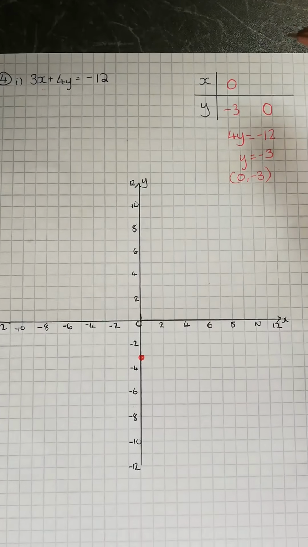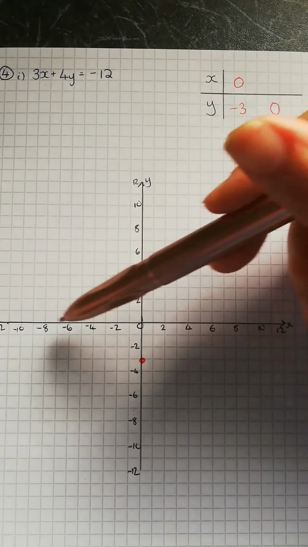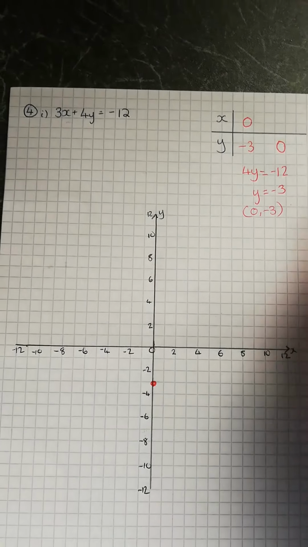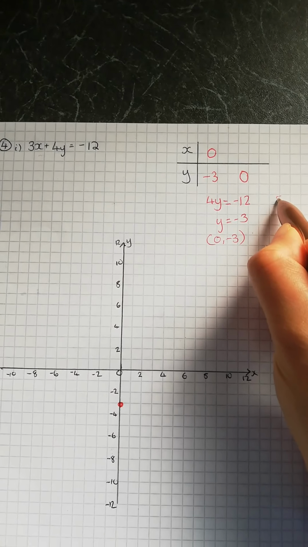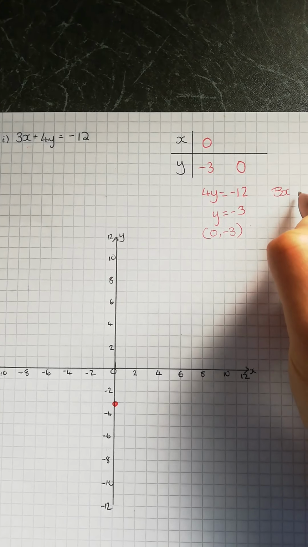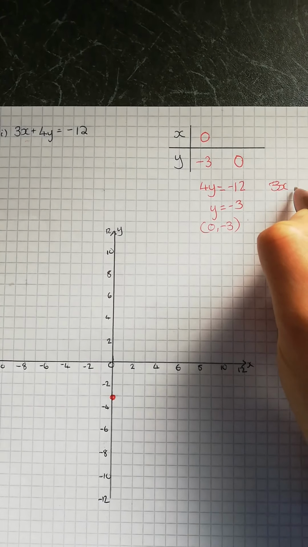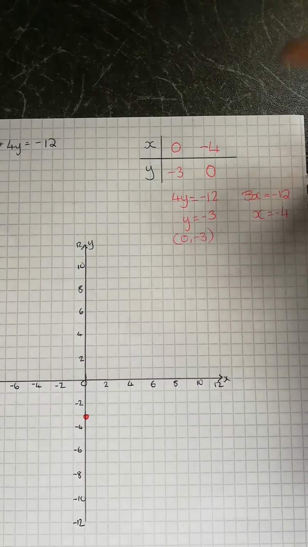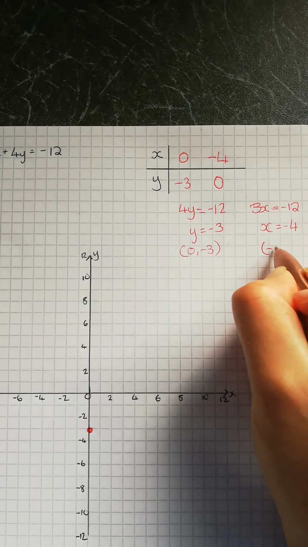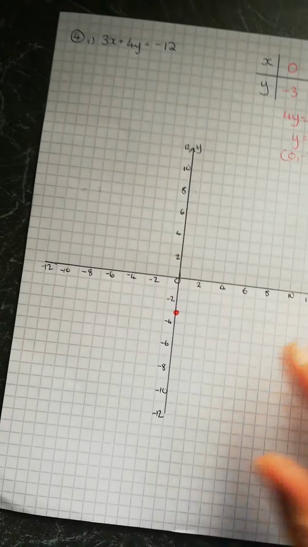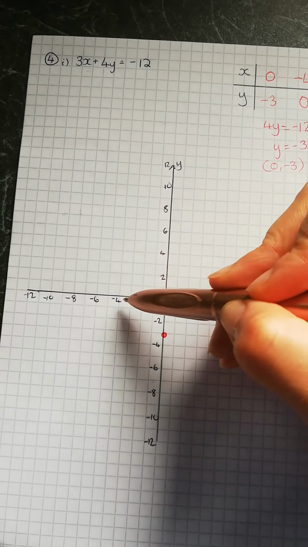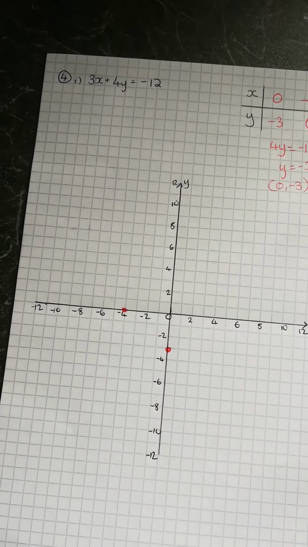Okay, and then let's work out what happens. Where does it cross the x-axis? We should remember it crosses the x-axis when y is 0. So if y is 0, I'm going to have 3x plus 4 times 0, which is just 0, equals negative 12. Divide both sides by 3 will give me x is negative 4. So that would give me a negative 4 here, which means I have the coordinate minus 4, 0. So if we put that onto our graph here, I made it slightly bigger this time, but we have the coordinate minus 4, 0, which is there.